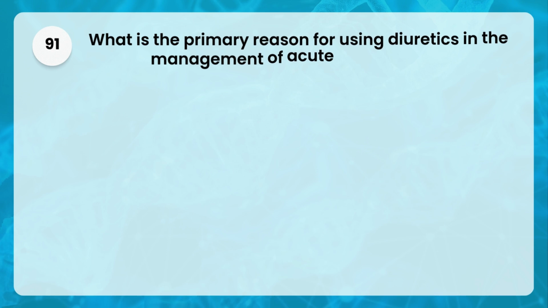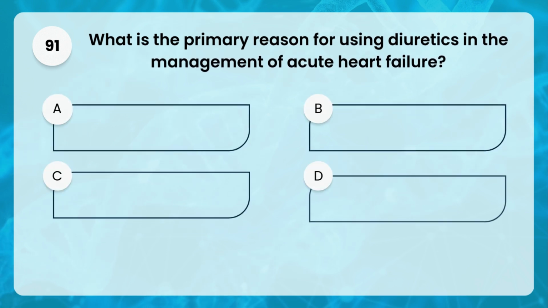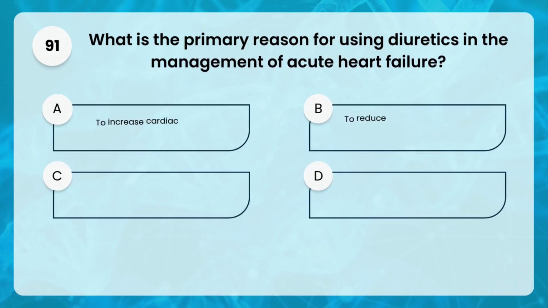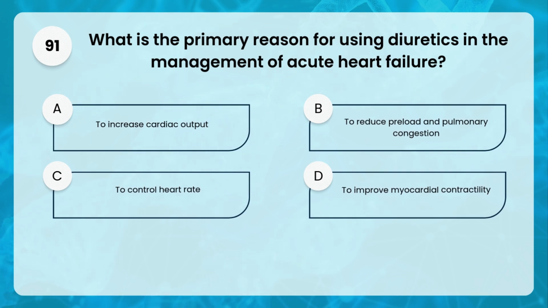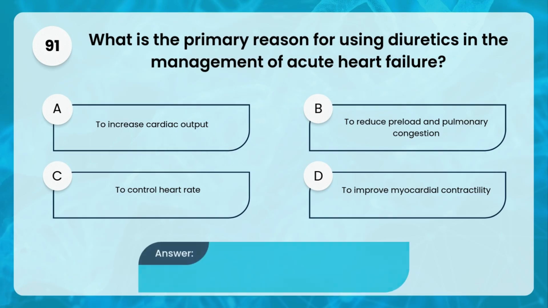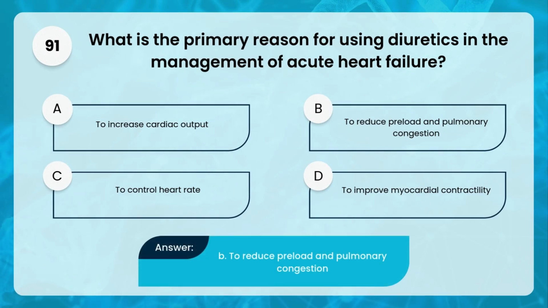91. What is the primary reason for using diuretics in the management of acute heart failure? A. To increase cardiac output. B. To reduce preload and pulmonary congestion. C. To control heart rate. D. To improve myocardial contractility. The answer is B. To reduce preload and pulmonary congestion.